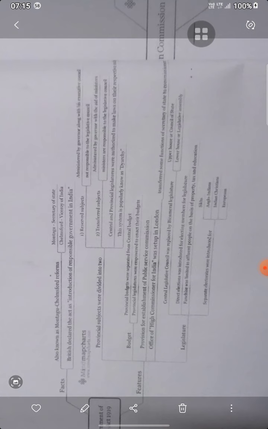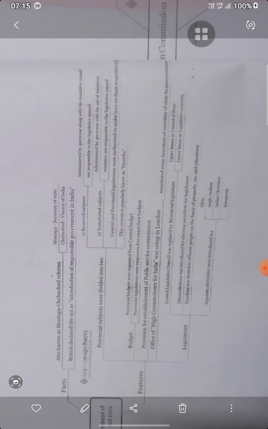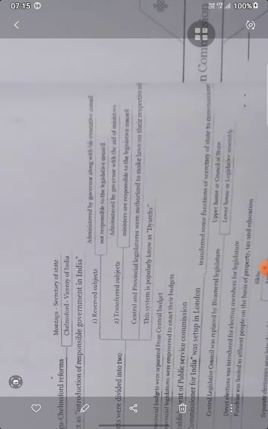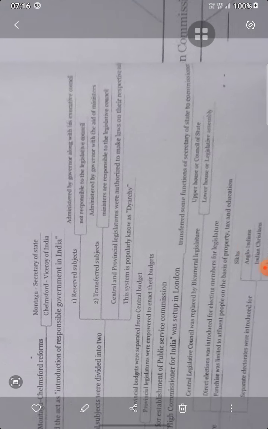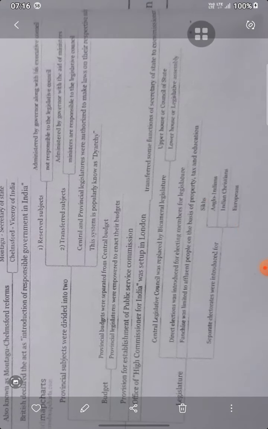Provincial subjects were divided into reserved subjects, which were administered by the governor along with the Executive Council, not responsible to the Legislative Council, and transferred subjects, which were administered by the governor with the aid of ministers who were responsible to the Legislative Council. The central and provincial legislatures were authorized to make laws on their respective subjects. The system is popularly known as diarchy.